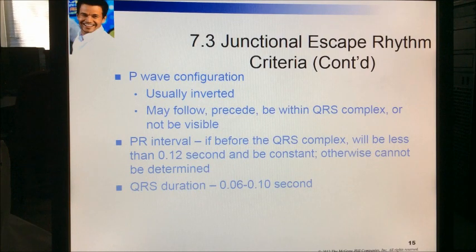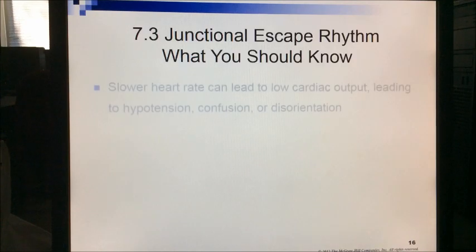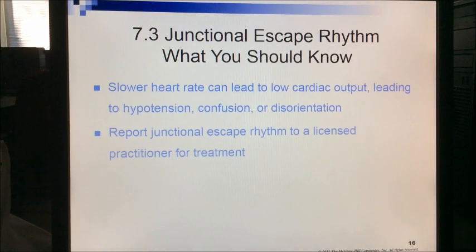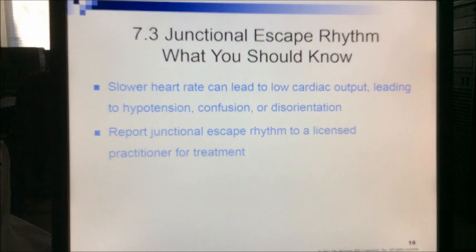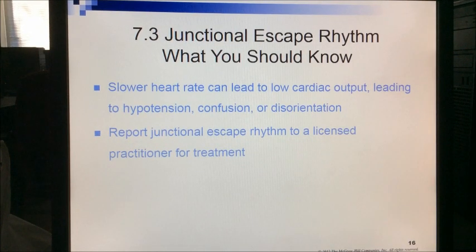And like I said, the QRS complexes still look very normal. They're still 0.06 to 0.1 seconds like they should be. Now, these patients, once again, have the slower heart rate, 40 to 60, which is definitely going to lead to low cardiac output. Once again, signs and symptoms of that are hypotension, confusion, and disorientation. This is definitely something that needs to be reported to a doctor immediately.